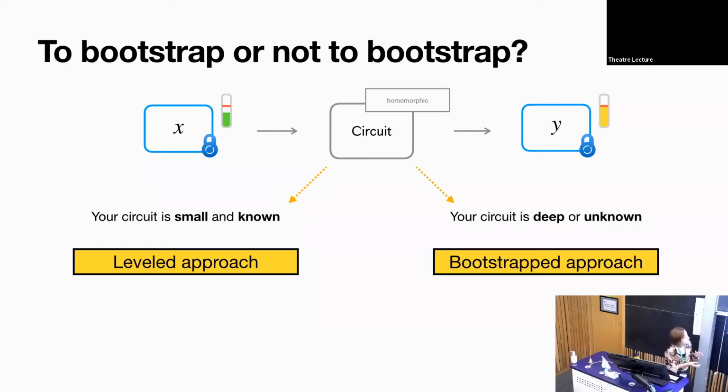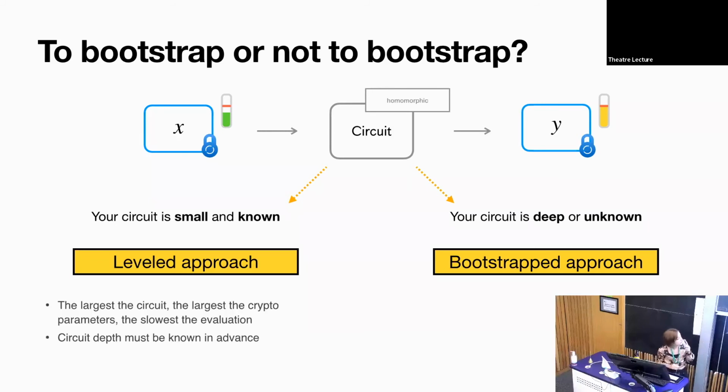But if your circuit is deep, so you have many, many operations, or it's unknown, so you don't know how many operations you want to do, then a bootstrapping approach might be better. The reason it's better, especially for deep circuits, is that in the leveled approach, the larger the circuit you want to evaluate is, so the more operations you want to put in this thermometer, the larger the crypto parameters need to be. And when the parameters grow, also the cost of operations grows, and the memory consumption and so on. So at some point, if your circuit is really deep, your parameters will explode.